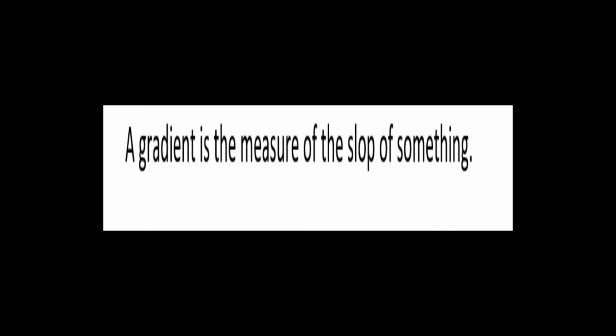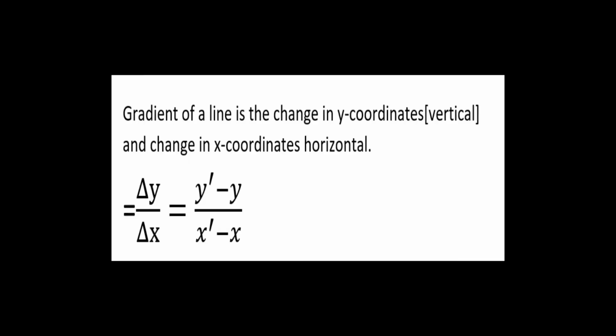The measure of the slope of a line is called the gradient, and that is the topic of today. So we're going to learn about the gradient of a straight line. But what you have to know is the gradient of a line is the change in y coordinates, vertical, over the change in x coordinates, which are the horizontal.